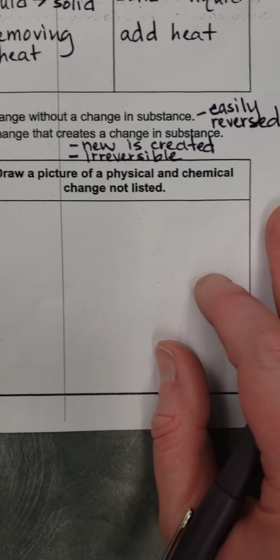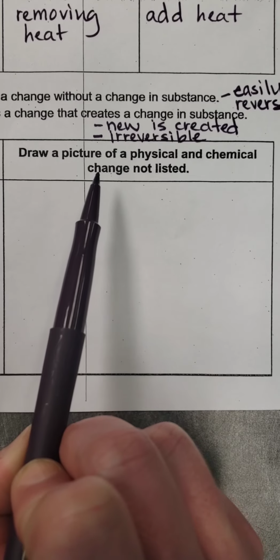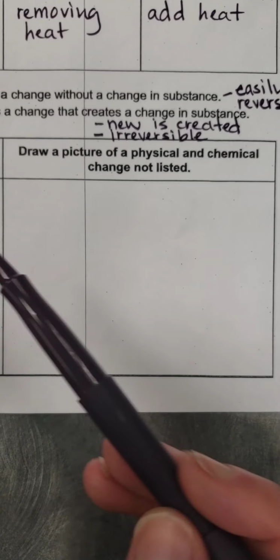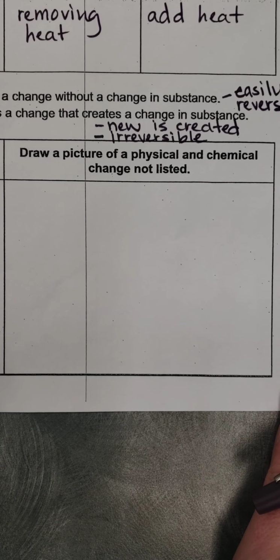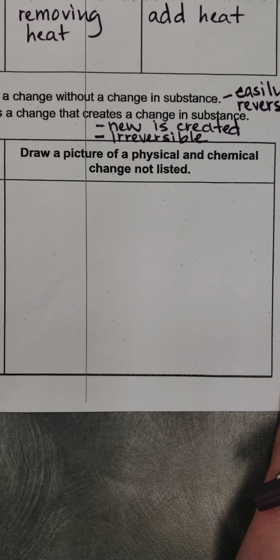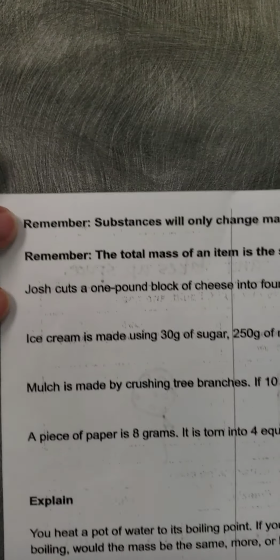All right, so here it says draw a picture of a physical and chemical change not listed. So you're thinking of one that's not listed on your chart, right? And that can be anything as long as it is a physical or a chemical change. All right, let's go over the questions on the back. There are just a few.